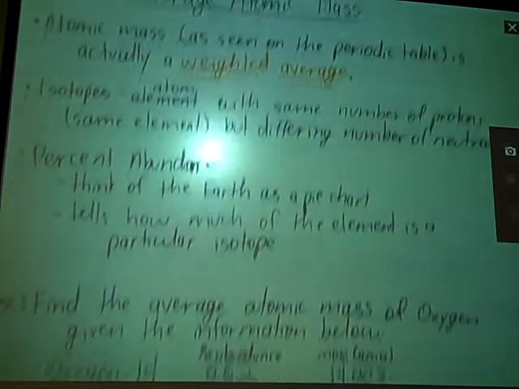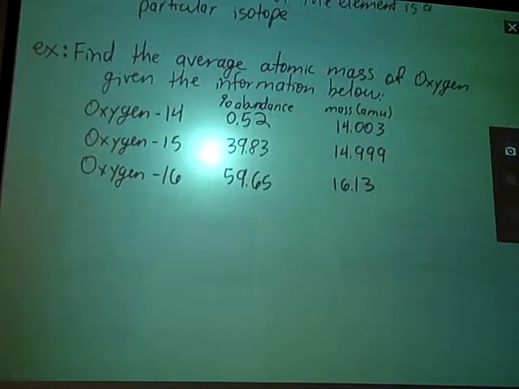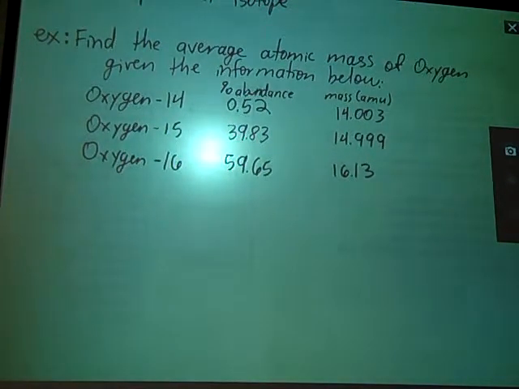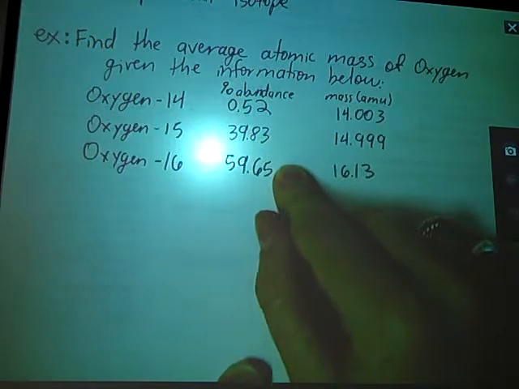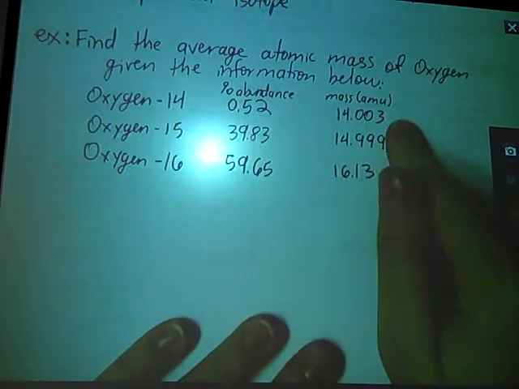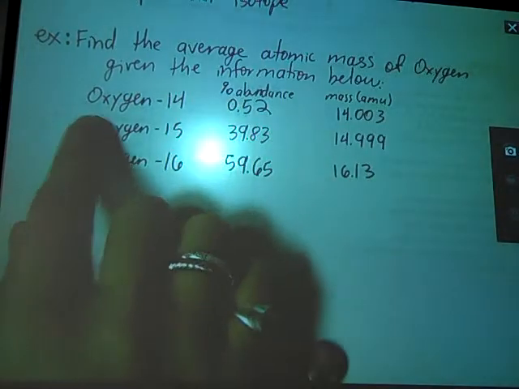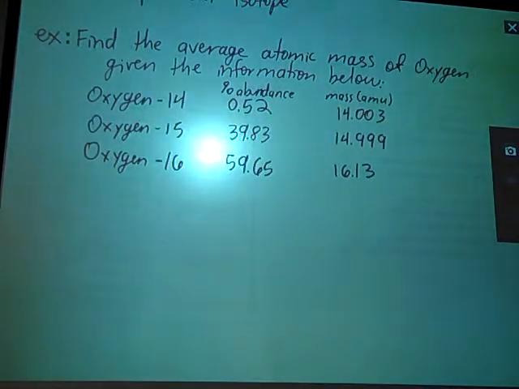So this first example is asking you to find the average atomic mass of oxygen given the information below. So this gives us 3 isotopes of oxygen, each with its own percent abundance and its official mass in atomic mass units, AMUs. So we have the name of the element, and then 14, this is the isotope. That's protons plus neutrons. It's the mass number.